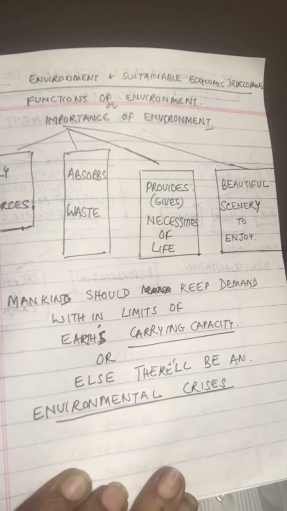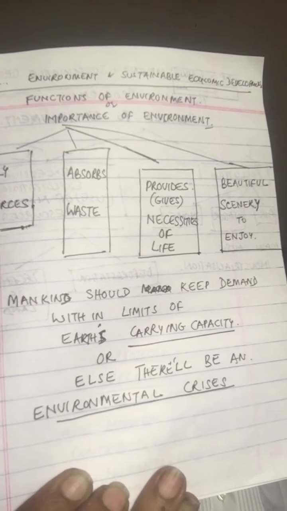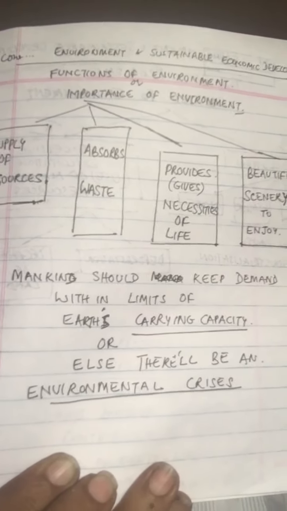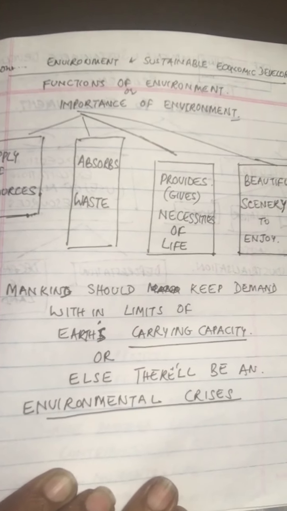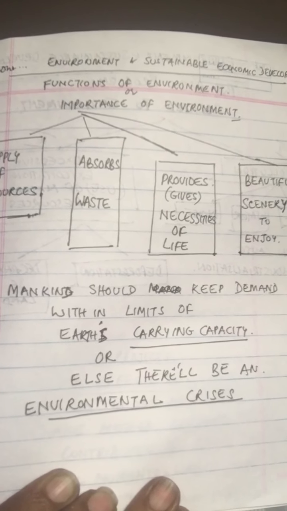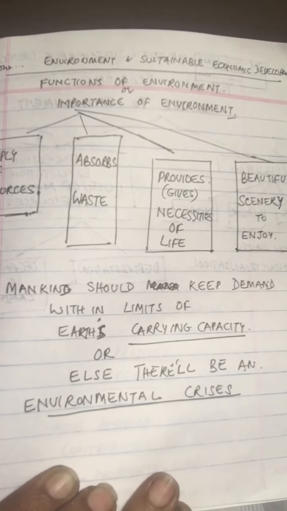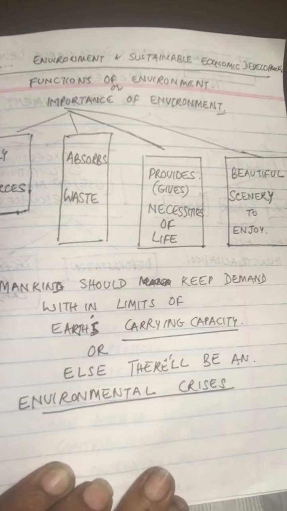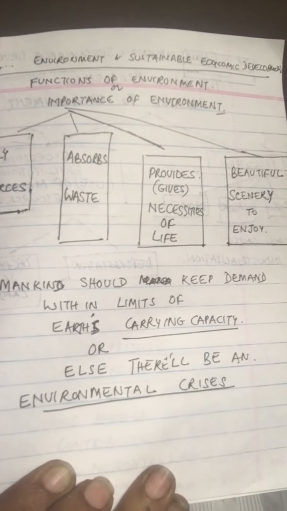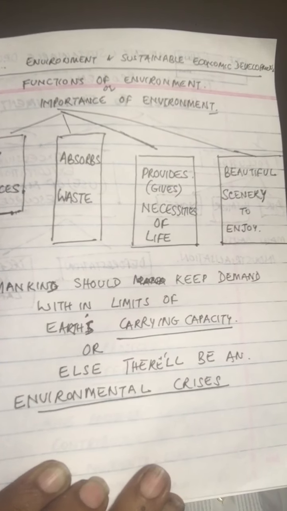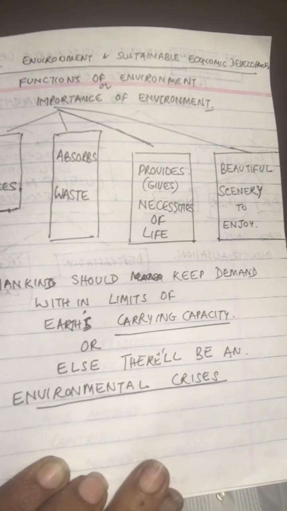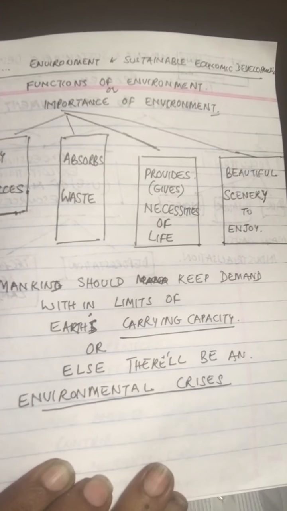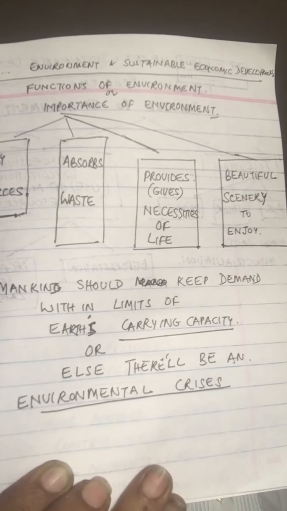Second, it absorbs waste. Waste that is generated by production and consumption activities of man. All that it absorbs. Then it sustains life. It sustains life how? By providing sun, soil, water and air. It gives you the necessities of life. Absence of environment means absence of life. So if there is no soil, what do we eat? If there is no water, what do we drink?